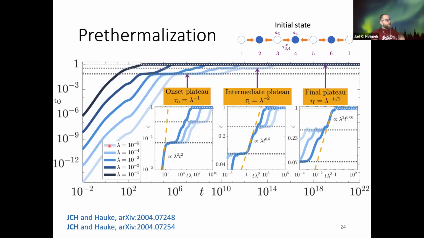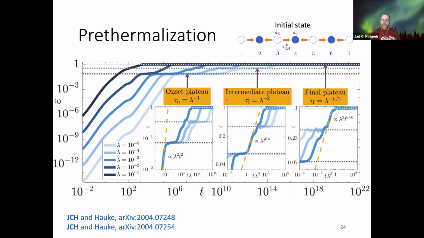Again, as before, we see that the gauge violation grows as lambda squared t squared at early times. But amazingly enough, we see that we enter a cascade, or what I call a staircase of plateaus, pre-thermalization plateaus, we call them, at time scales of 1 over lambda to the s, where s is an integer that goes from 0 to L over 2. And L, as we have shown before, is the number of matter sites.